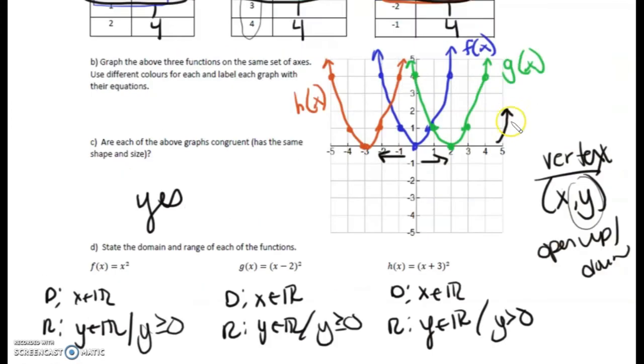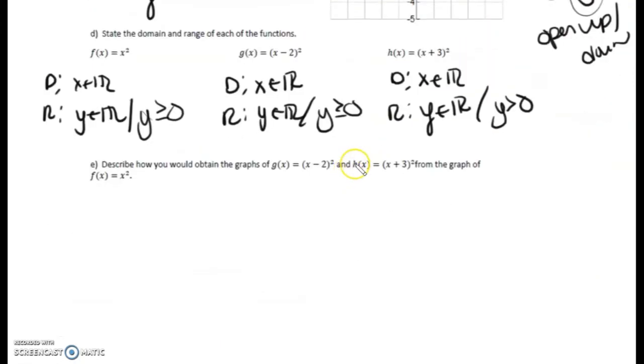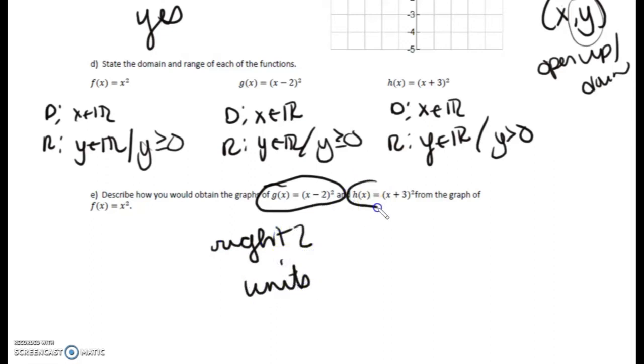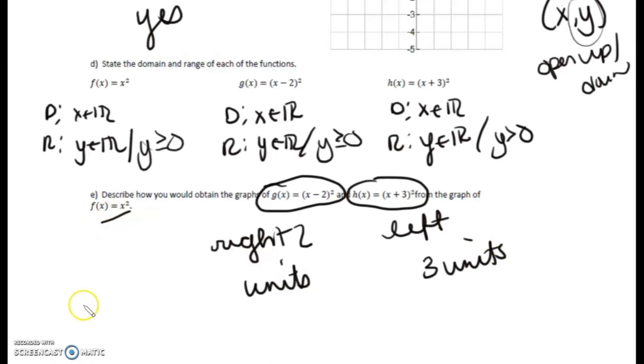So what we can actually say about these graphs is, the blue one is the original. The green one shifted to the right 2 units. The red one shifted to the left 3 units. So down here, how would we describe what happened? This one shifted right 2 units. This one shifted left 3 units from the original function, or from the base or the parent function.